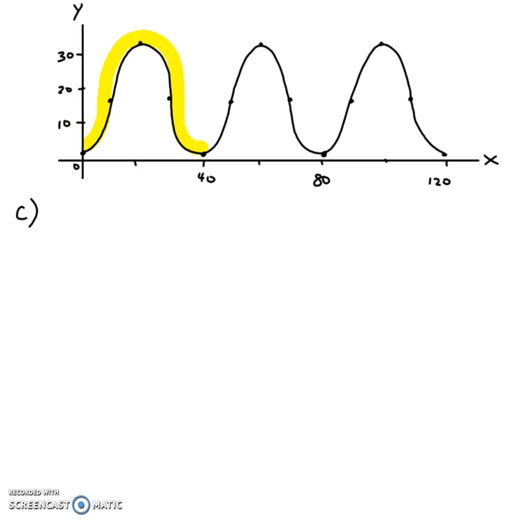Now let's start to analyze it a little bit. Your amplitude is going to be your max minus your min, and then divided by 2. So your maximum was 32, your min was 2, and then split in half, you're going to get your 15, which, if you remember, is your radius for the Ferris wheel itself.